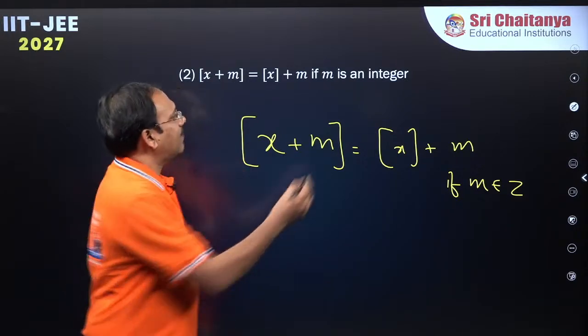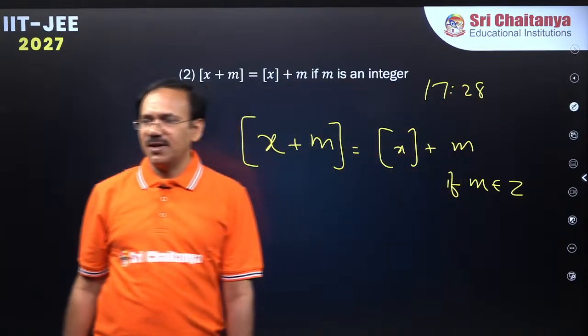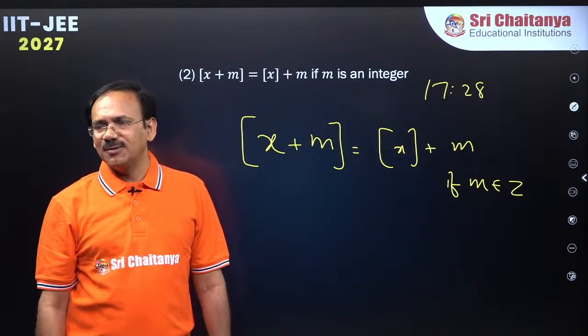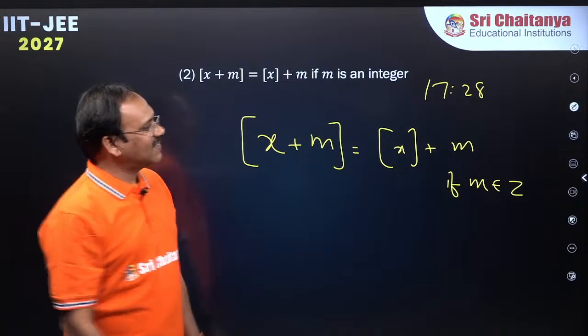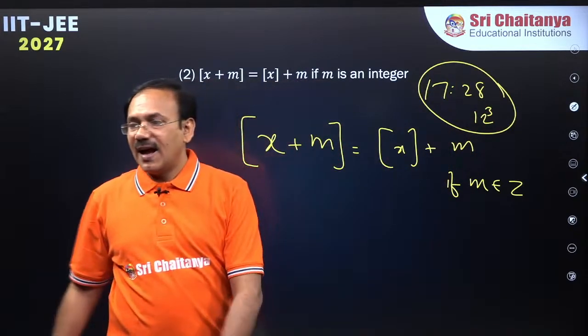Friends, the time is 17:28. 12 cube is 1728. Okay, 12 cube. Just thought of sharing.